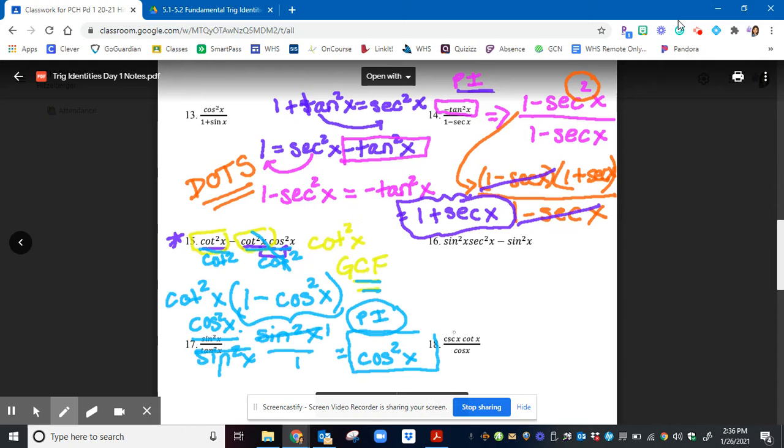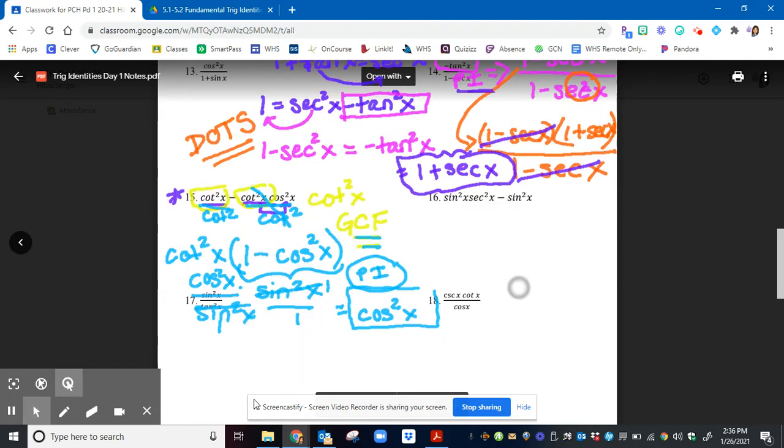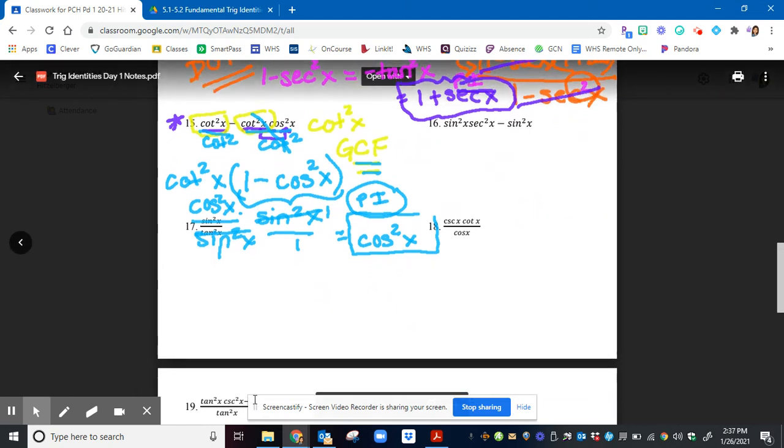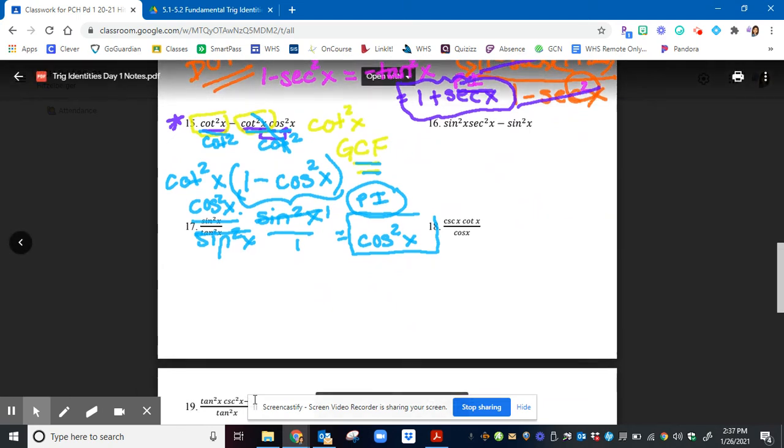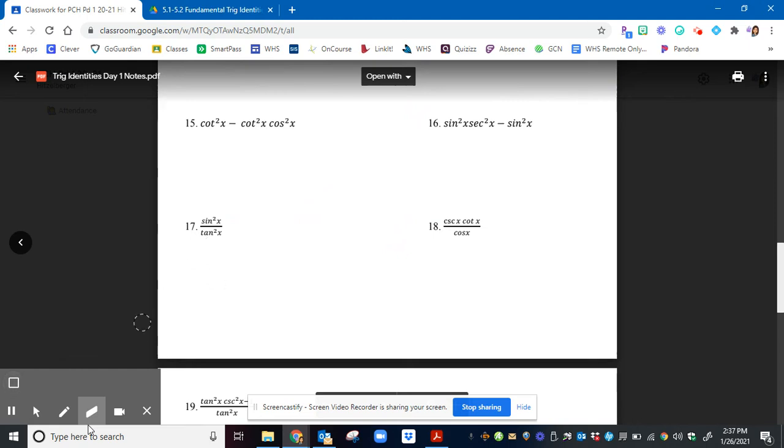So number 16 is going to be your you-try problem. I'll give that one a try. And then number 17 is just going to be a simple keep change rearrange, or keep change flip problem. So I'm going to leave that one for you guys to do. I'm actually going to skip to number 18.